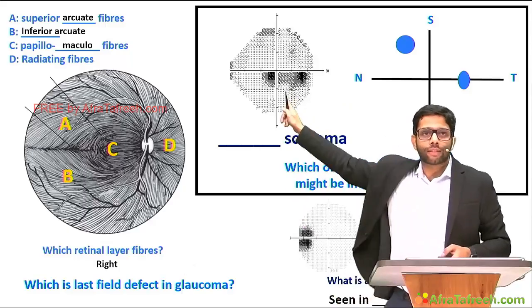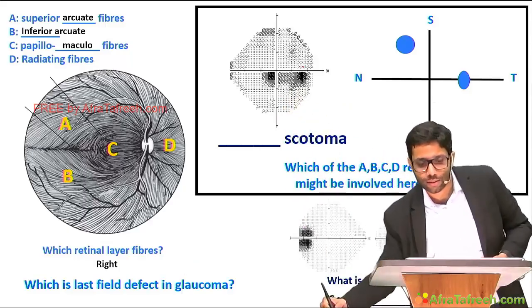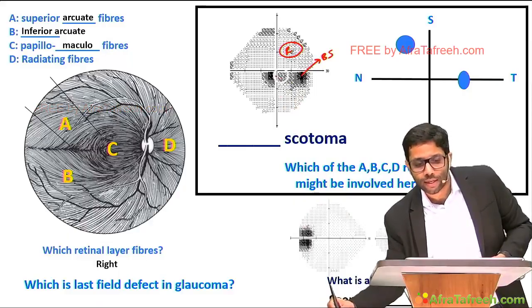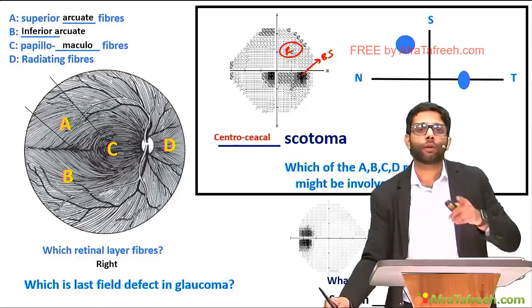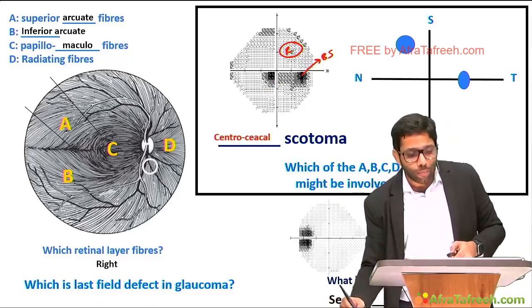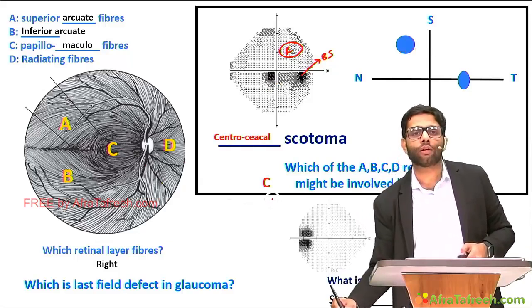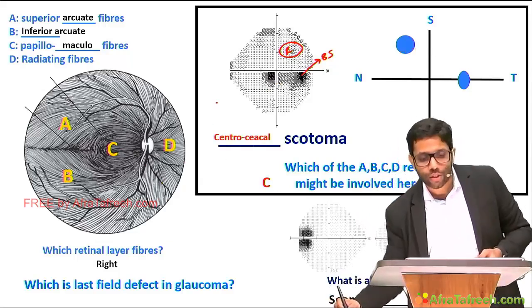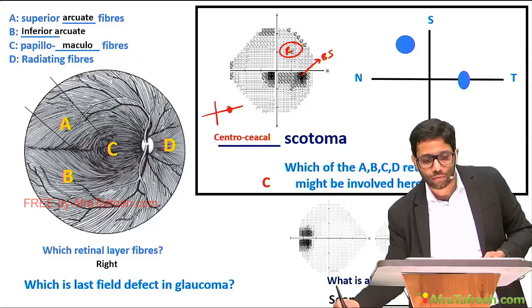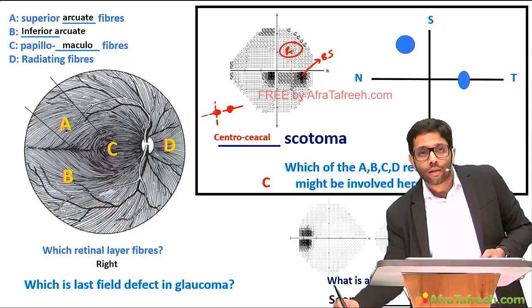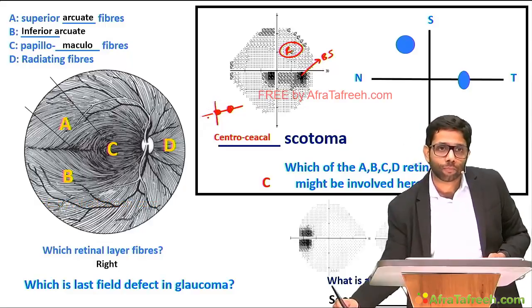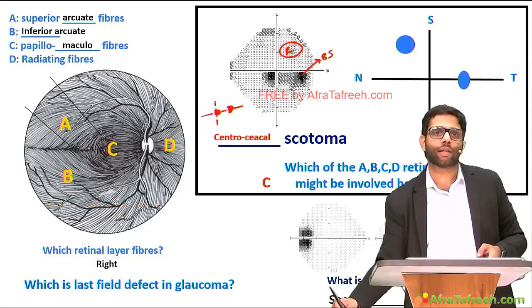Which visual field is this? This is the blind spot. BS means blind spot. This is the right visual field, central cecal scotoma. This is involved in optic nerve disorders. So papillomaculobundle fibers are involved. Then centrocecal scotoma can be there. Central only will have this one. Centrocecal is when the entire visual field defect is joining the blind spot and the central.